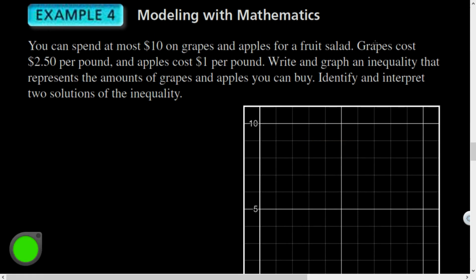Example 4, modeling with mathematics. Okay, let's define our variables first of all. It says, write and graph an inequality that represents the amount of grapes and apples you can buy. So let's come up with 2 variables. Let x equal the amount of grapes. What should I measure that in? Well, their prices are per pound. So let's call these pounds of grapes, LBS.